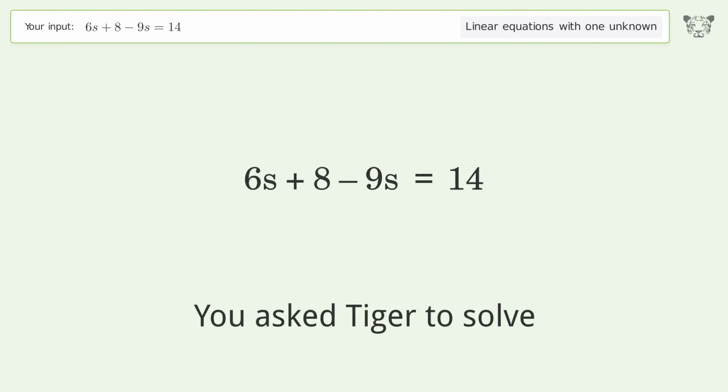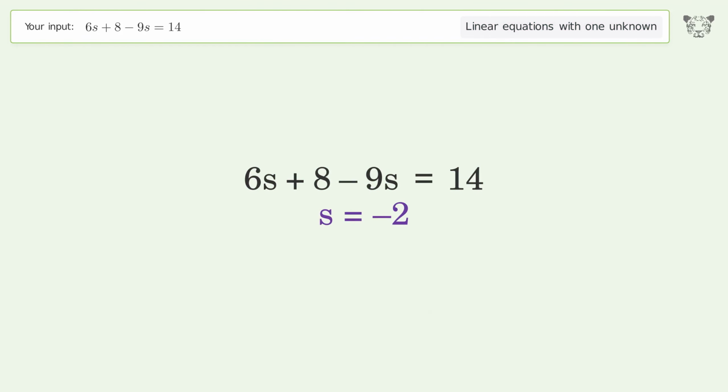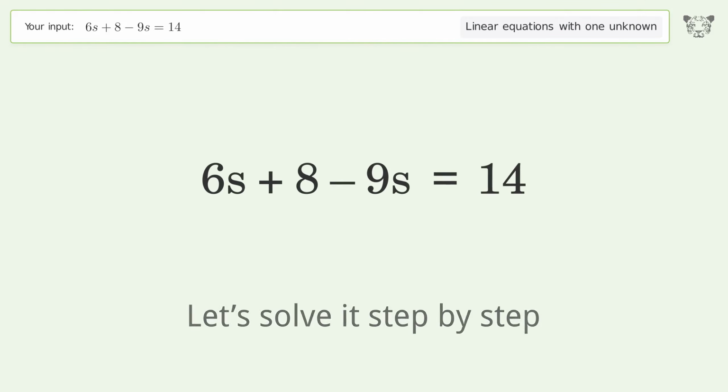You ask Tiger to solve. This deals with linear equations with one unknown. The final result is s equals -2. Let's solve it step by step.